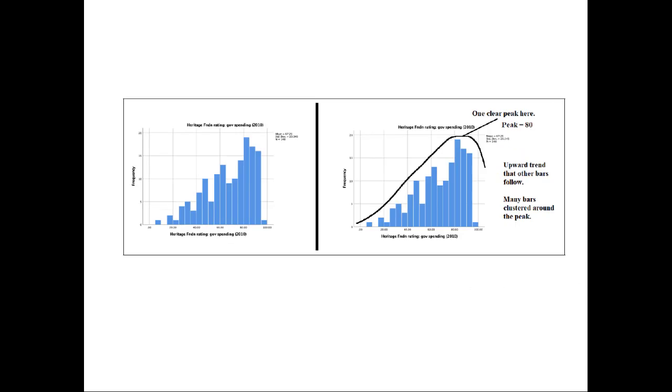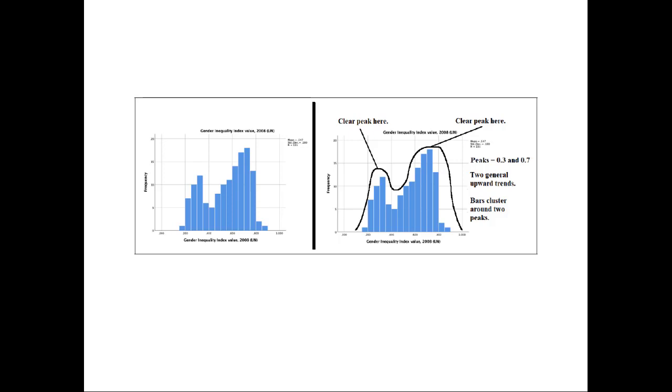Here is a histogram of the Heritage Foundation's ratings of government spending. I drew a general outline on top of it. From this outline, I can see that there is one clear peak around 80. There is this upward trend to this peak that the other bars follow. It is like the bars are building stairs up here to the peak, and these bars are clustered around the peak.